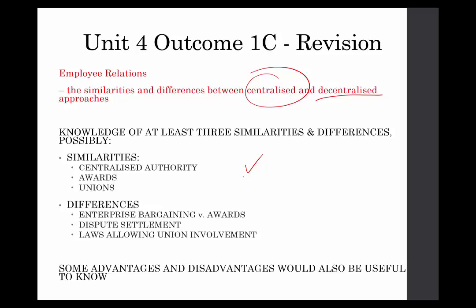Both systems have awards, yes. So the current awards in the decentralised system underpin minimum wages, and they are the basis point or the bottom point from which negotiations of enterprise bargaining can occur. And of course, unions are still relevant in today's world, as well as in the centralised system. Now, they probably had more power in the centralised system, but they still exist to protect workers' rights. Just as they did then, they still do.